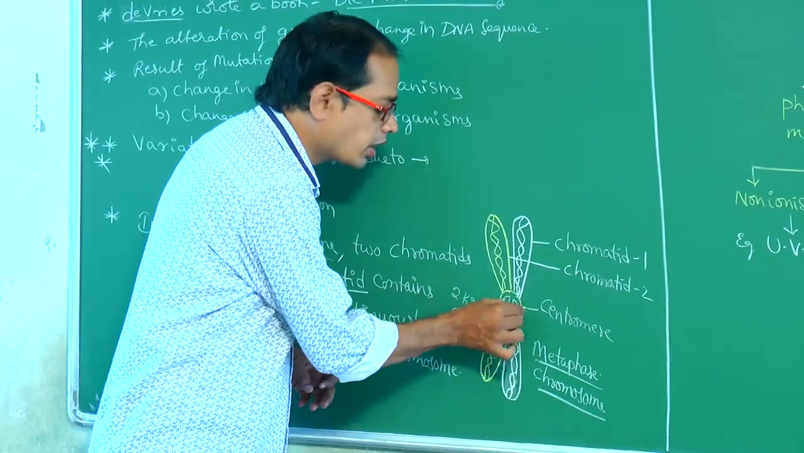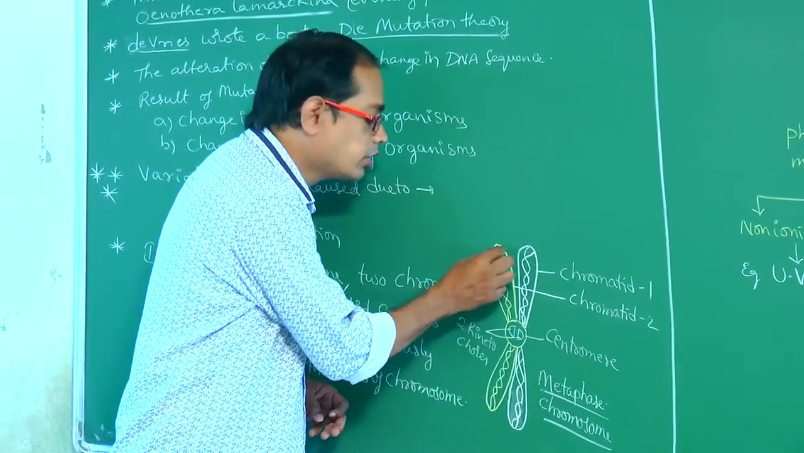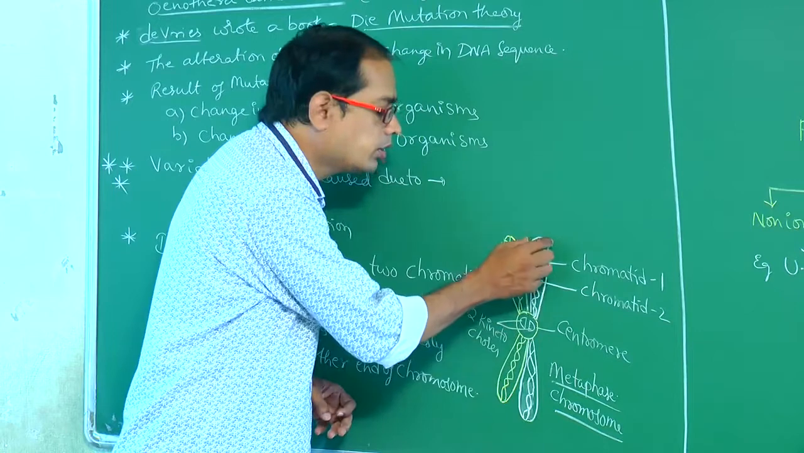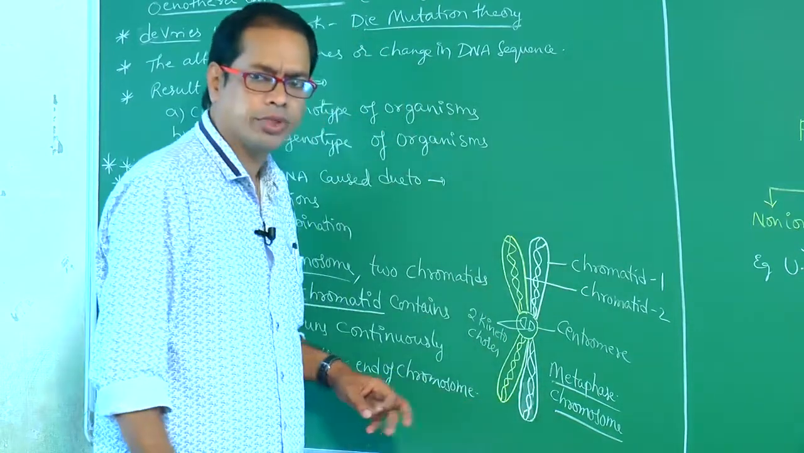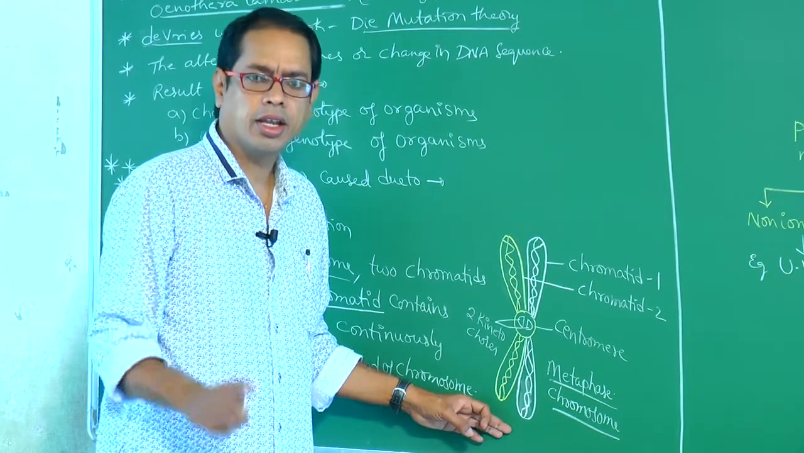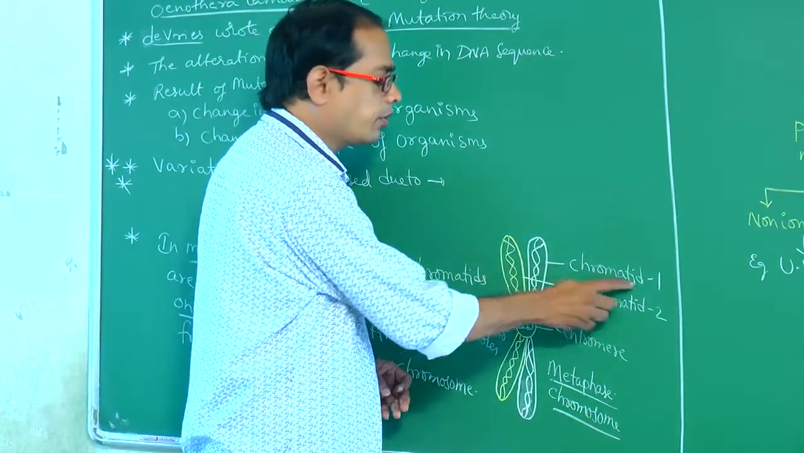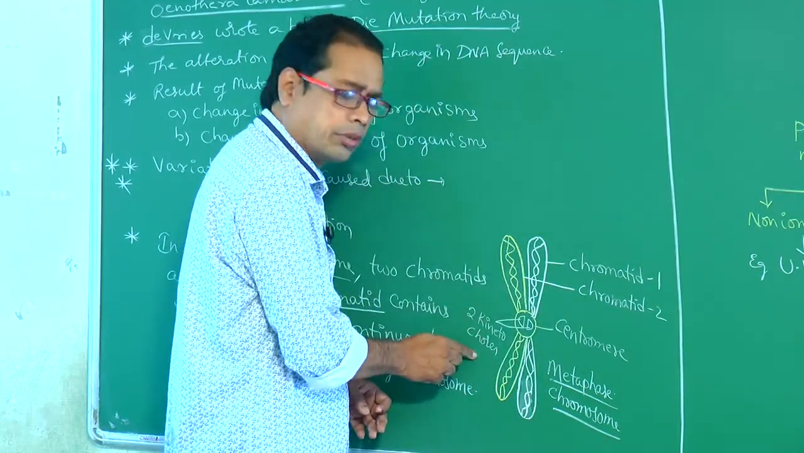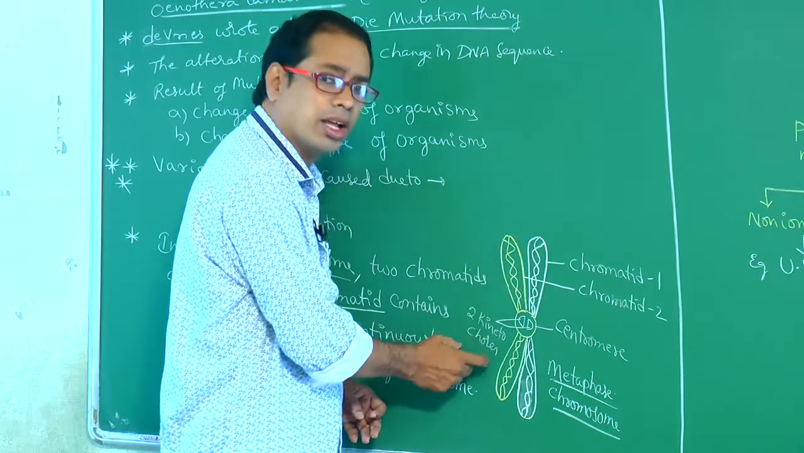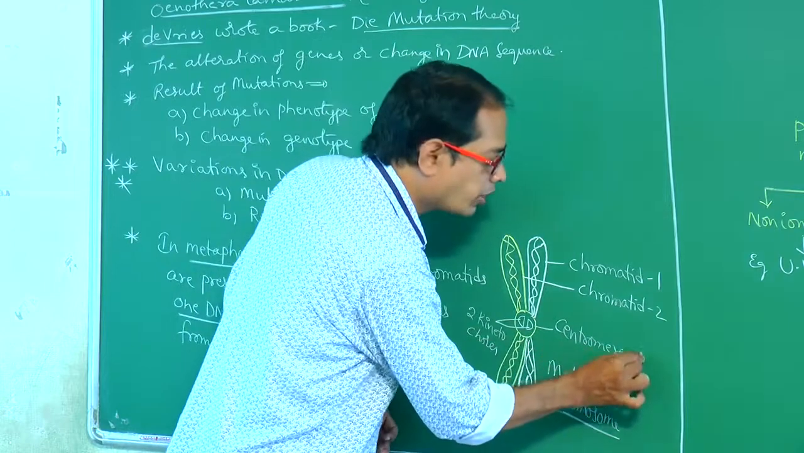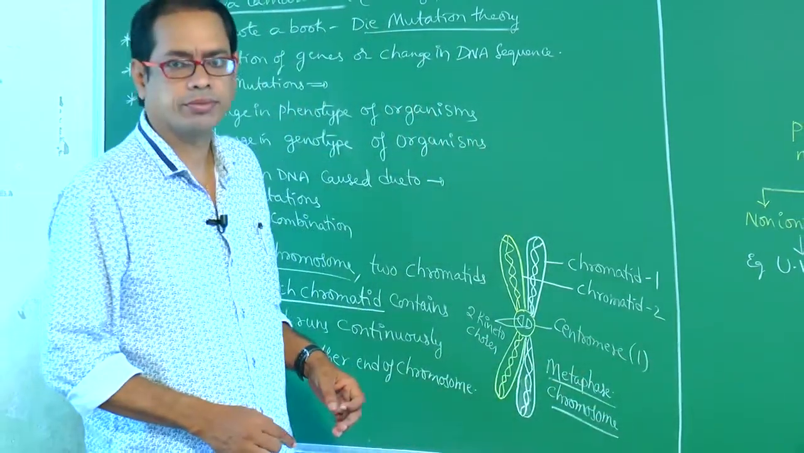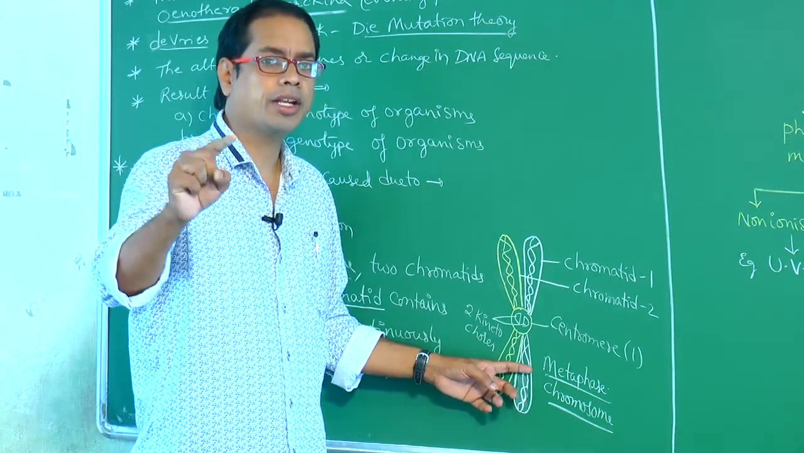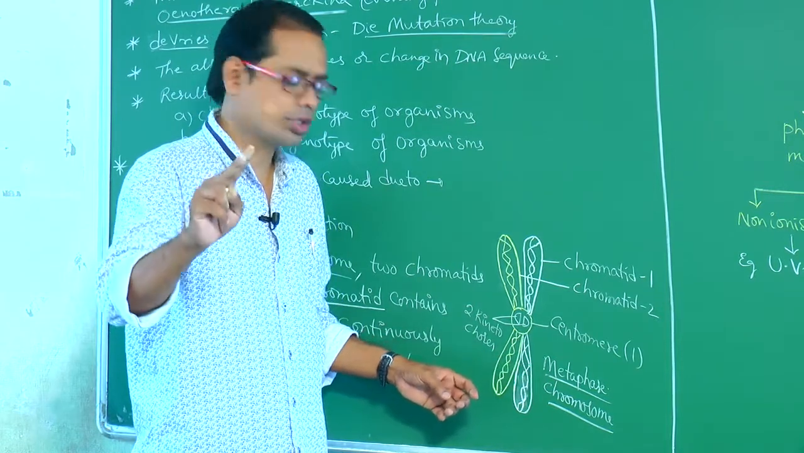Right. This rounded body is called the centromere. This yellow part, this one and this one together, is called one chromatid. This white part is called another chromatid. This metaphase chromosome contains chromatid 1, chromatid 2, and the number of kinetochores is 2. That means the number of chromatids is equal to the number of kinetochores. How many centromeres are present? Only 1. Number of centromeres in a metaphase chromosome is 1, number of chromatids 2, number of kinetochores 2.